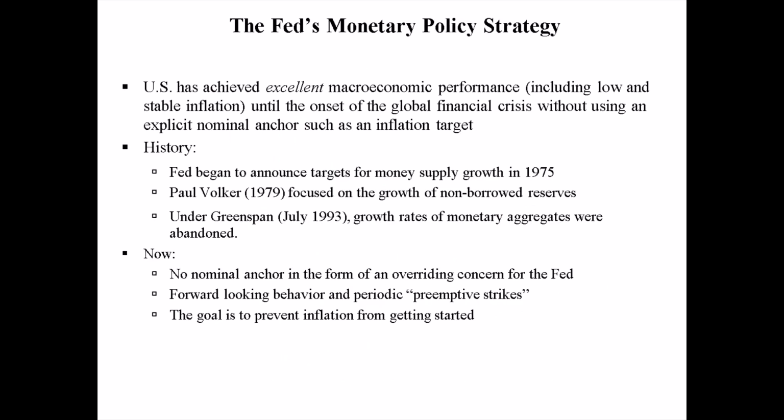The Fed, the US central bank, historically announced targets for money supply growth starting in 1975. Paul Volcker, in 1979, focused on the growth rate of non-borrowed reserves to push down accelerating inflation. Under Greenspan, growth rates of monetary guides were abandoned. Today, the Fed basically tries to prevent inflation from getting started.